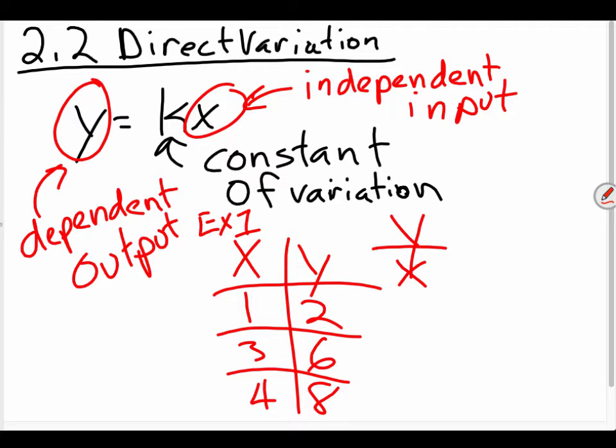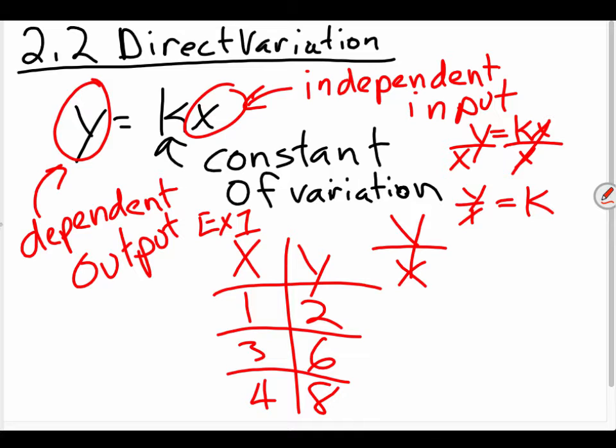Now the reason we're comparing y over x is if I take this equation, y equals kx, and I divide both sides by x, I get y over x equals the constant of variation. Now what that means is that we're taking our input and multiplying it by a number. So direct variation means I'm going to have an input, multiply it by a number, and vary it directly. So x is the number that I'm plugging in. I'm multiplying it by k.